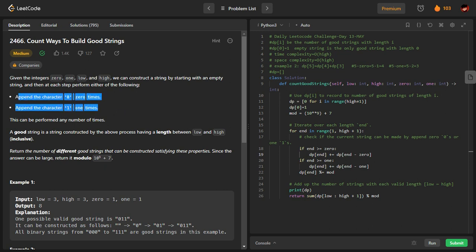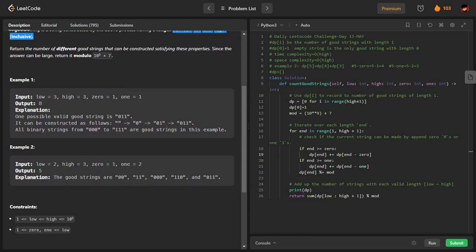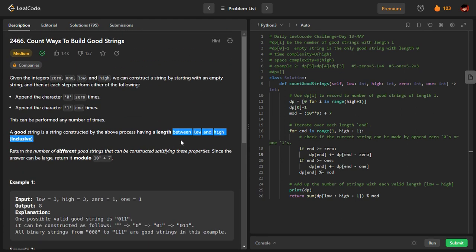Now let us understand what is the definition of a good string. A good string is a string constructed by the above process having a length between low and high. The length should be between low and high, both inclusive. For example, if low is 2 and high is 3, that means both strings of length 2 and length 3 are eligible for being a good string.